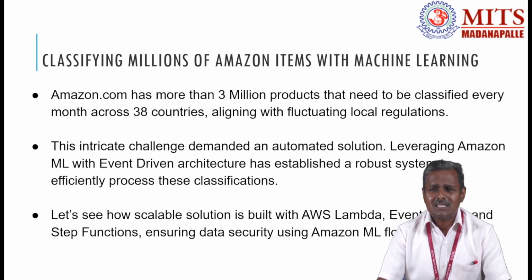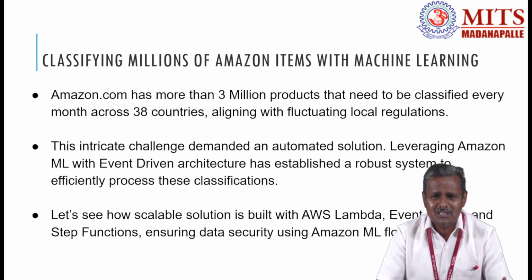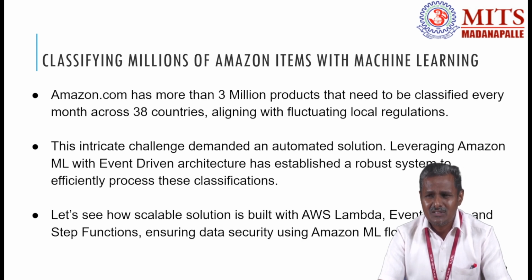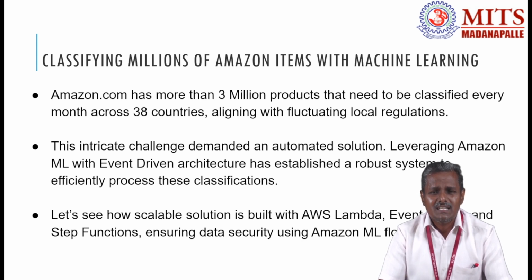How do they classify? Every month they have to classify and update based on each country's regulations. If in India there are some regulations and rules, they have a business in 38 countries. Every month, in India they have to run Big Billion Days, and in festival seasons they have to give offers. How do they manage and classify these 3 million products?